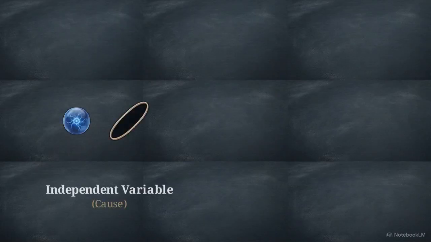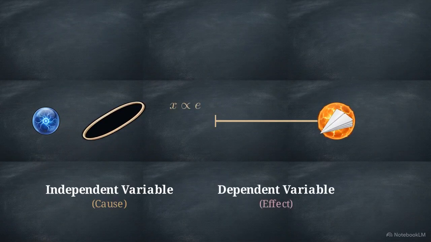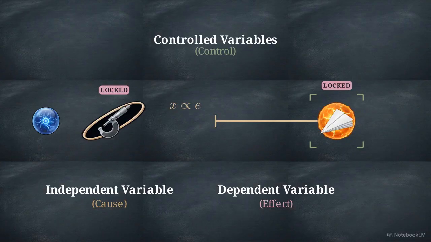This diagram shows the direct response. The distance the paper bullet travels changes based on the stretching of the band. This result, the effect, is called the dependent variable. To keep the test accurate, other factors must be kept identical, such as the thickness of the band or the size of the bullet. These are the controlled variables, maintained so they do not contaminate the data.